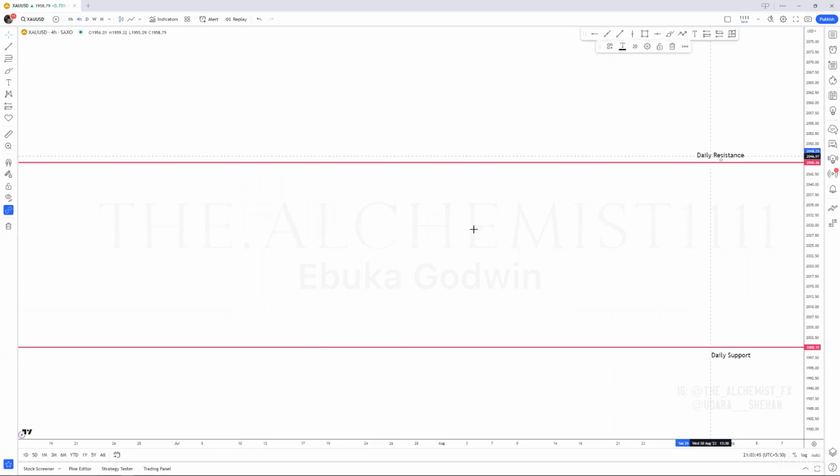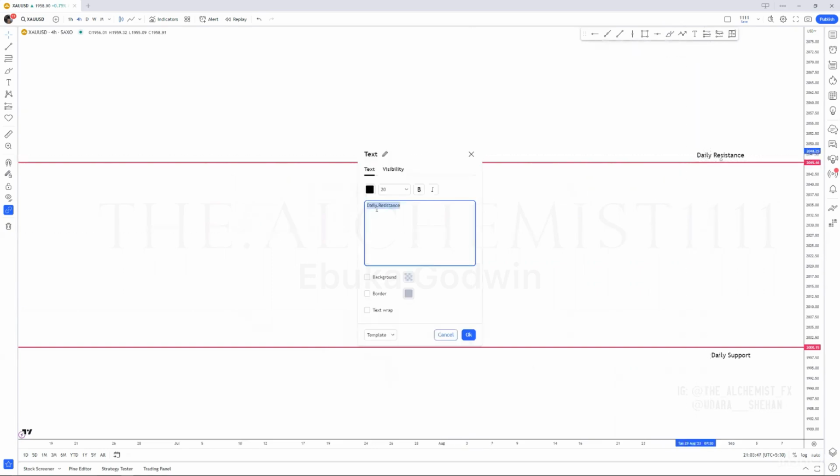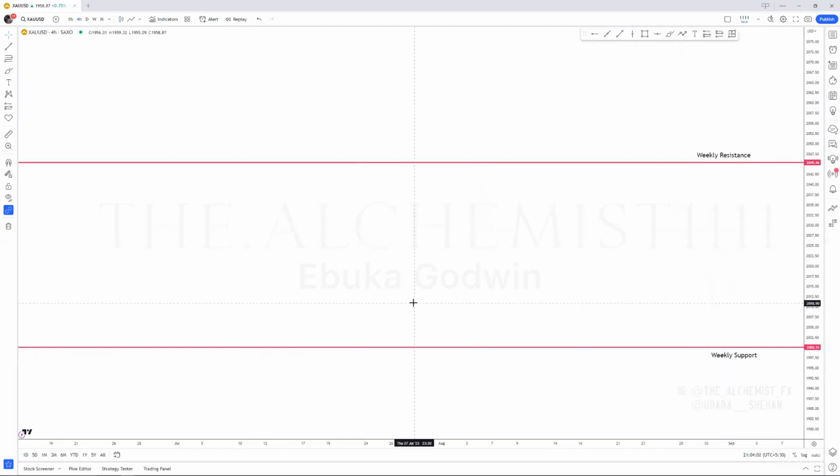Let's say this right here is a weekly resistance, and this right here is a weekly support. Now, like I told you, let's just say weekly has rejected a weekly resistance like this, and then daily gives you a bearish breakout. Then what do you know? You know that weekly has started a bearish storyline.